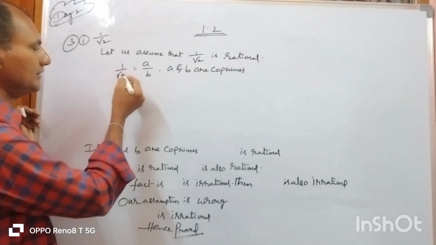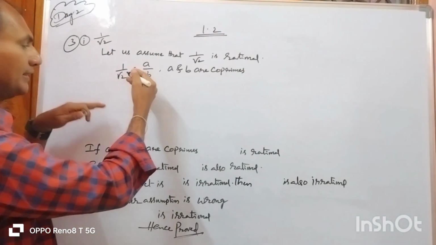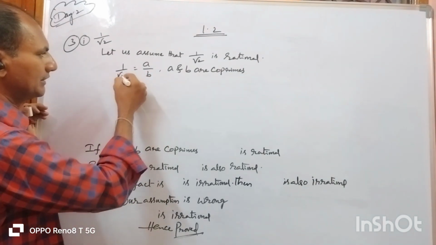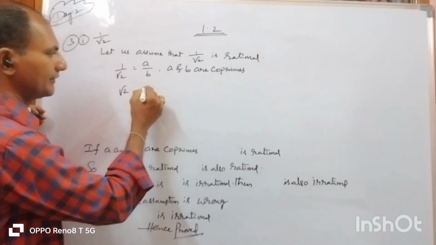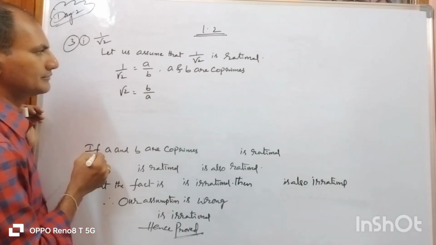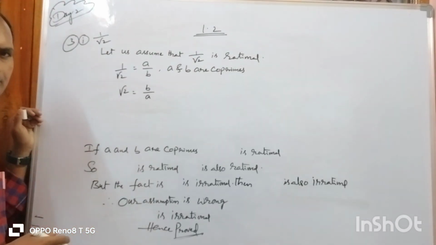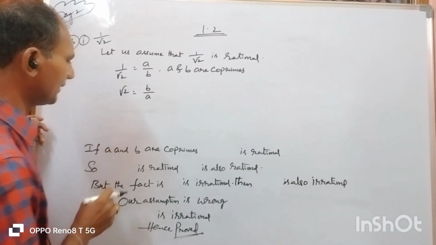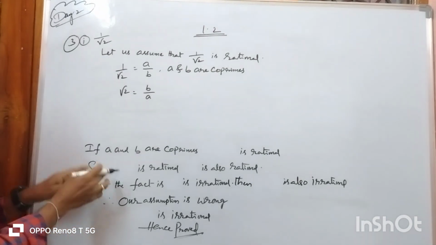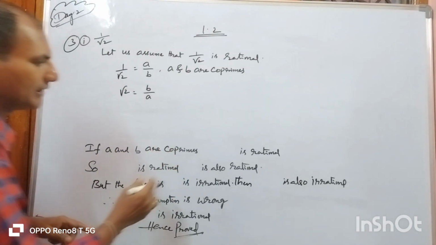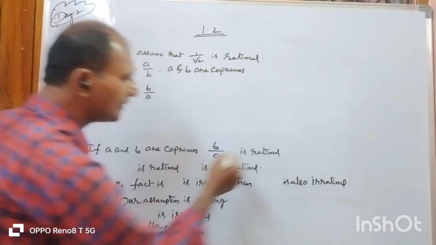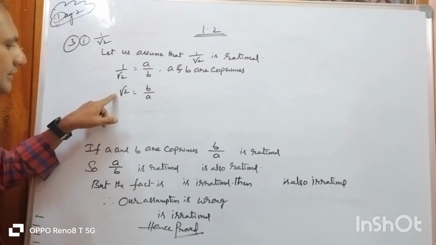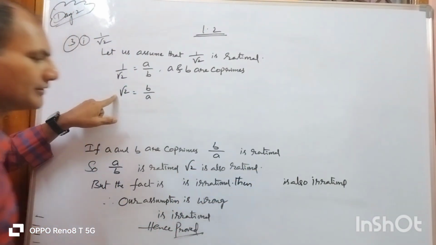This is a reciprocal, so root 2 equals b by a. This fraction is reversible, and we cannot simplify it further. So root 2 equals b by a. Follow these steps: if a and b are coprimes, b by a is rational, so a by b is rational. That means root 2 is also rational.